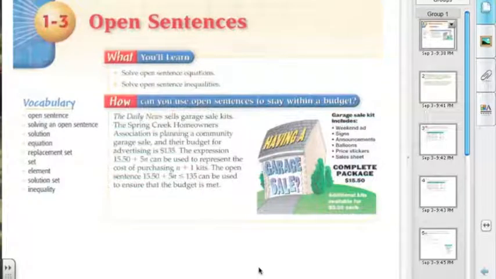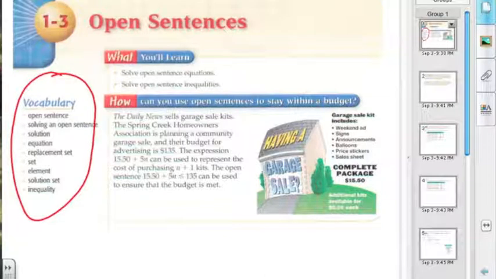Hello, we're doing Chapter 1-3 for Algebra on open sentences. And basically, looking at this, we have a whole bunch of vocabulary that we're going to be doing here. So let's get right to it. We'll go to the next slide.